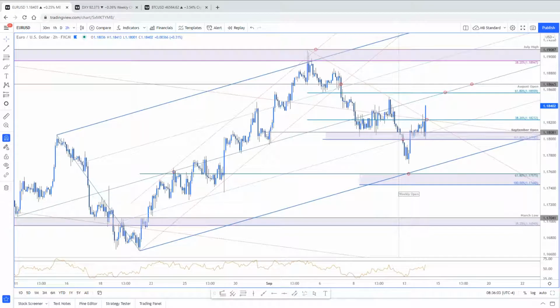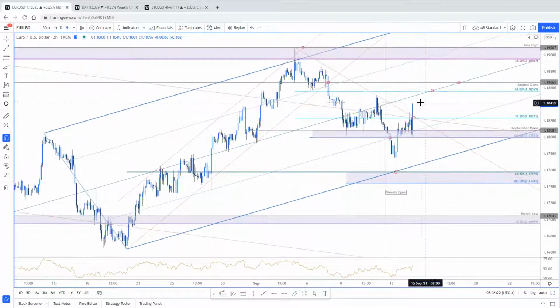Into the end of the week, we still get Eurozone inflation, right? On the 17th, the core inflation read is supposed to come in at 1.6%. That's from our previous read of 0.7. So an increase there expected. That prints on Friday for Euro.